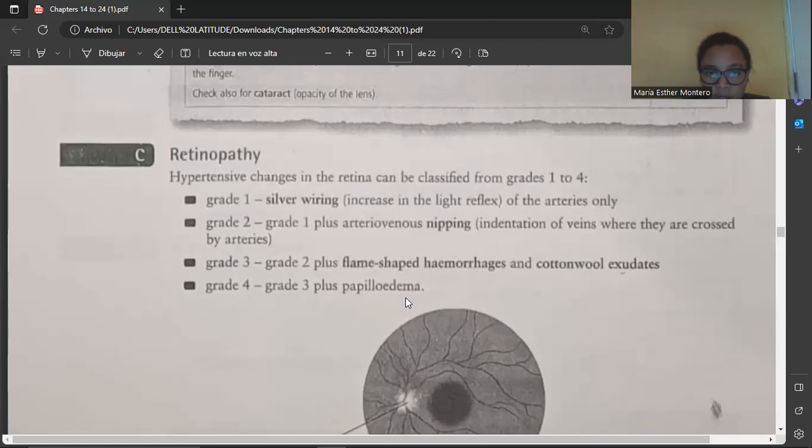Grade 3: Grade 2 plus flame-shaped hemorrhages, hemorrhages and cotton wool exudates. Grade 4: Grade 3 plus papilledema.